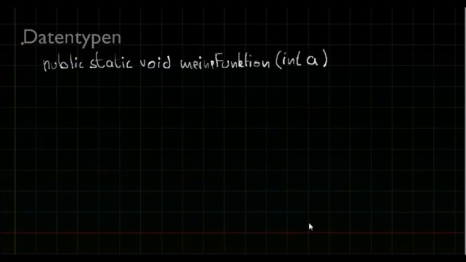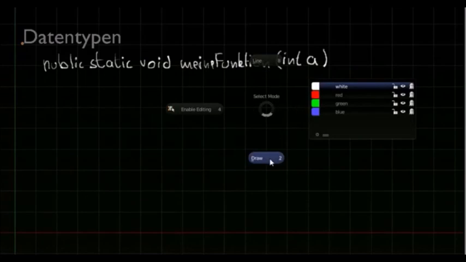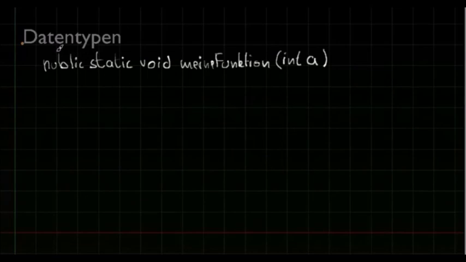Now we look at the topic data types, declaration, definition, and range of validity of variables. I already created a function in Java, public static void myFunction, which has an input variable a. And the function also has a body. And in this body, the algorithm of the function, meaning its function, is described.